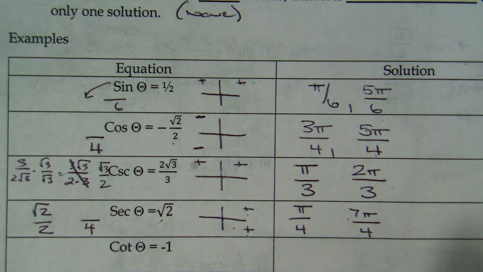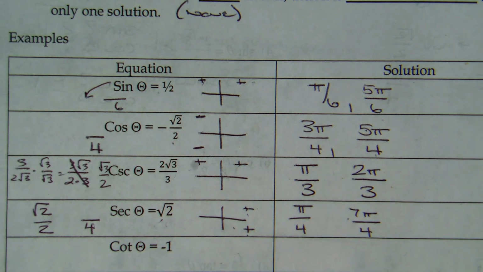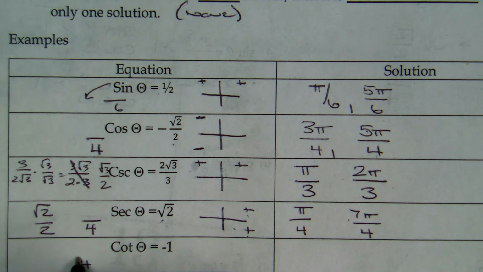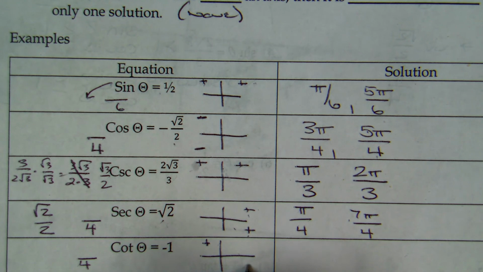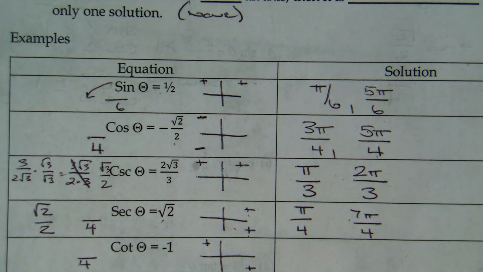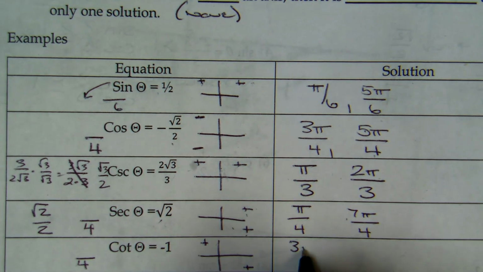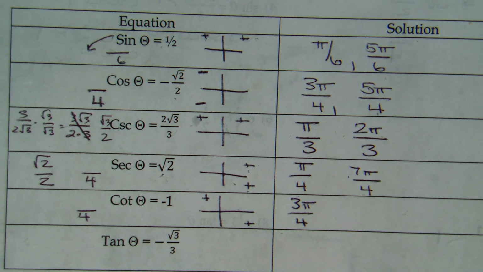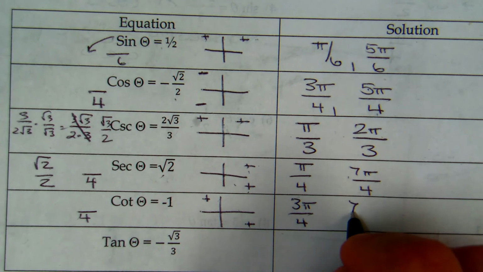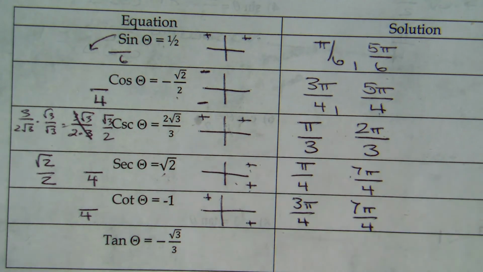Cotangent theta equals negative 1. Once again, we're dealing with the 4 family. And where is cotangent negative? Well, that's in the second quadrant and the fourth quadrant. So we're dealing with 3 pi over 4. Again, second quadrant, numerator is 1 less than the denominator. And down here, we're back at it with 7 pi over 4, 1 less than double the denominator.